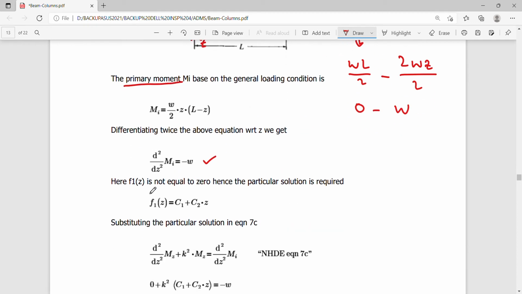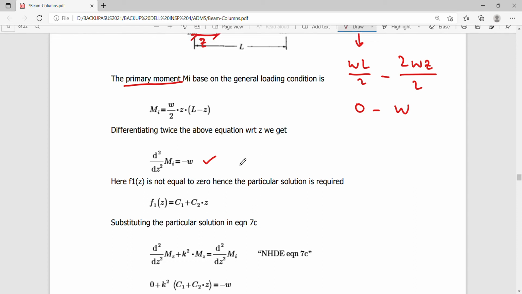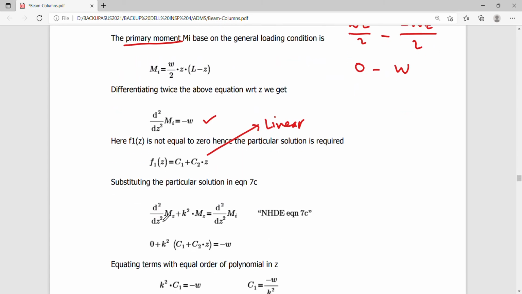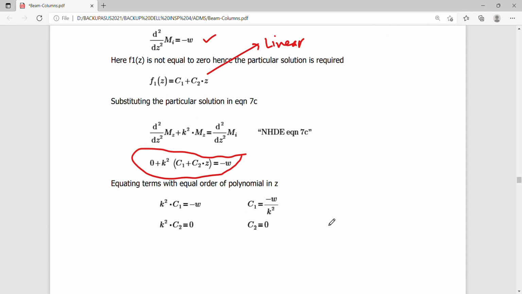So here f1(z) is not equal to 0, hence a particular solution in the lowest form of a polynomial, which is a line, a linear polynomial, is given here to approximate the function f1(z), and substituting the particular solution in equation 7c in this particular non-homogeneous differential equation, we can get this expression as your working expression.